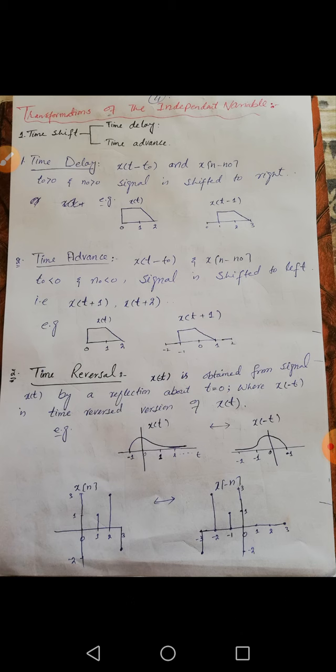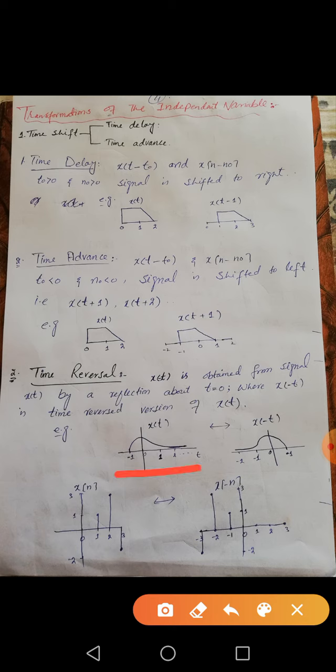So see over here, this is the x of t and this is the x of minus t. If you see, the value of x of t at minus 1 appears at t is equal to 1, and the value of the signal at t is equal to 1 appears at t is equal to minus 1.